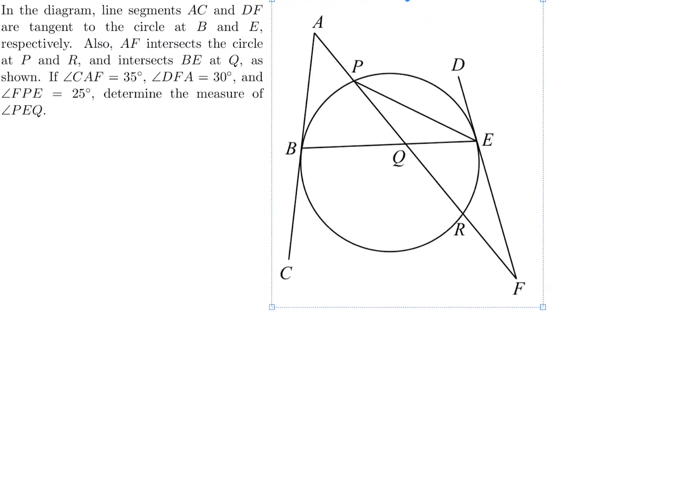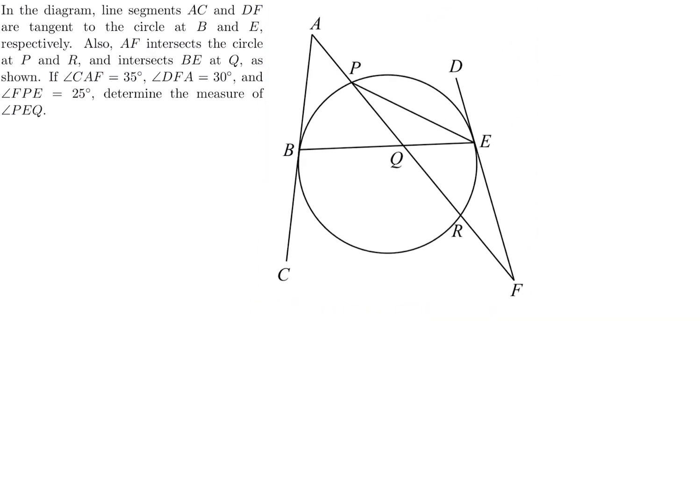In this question, we have to do what is known as angle chasing. So they've given us a few of them, and we've got to chase the rest. So first, let's just figure out what they gave me. CAF is 35, that angle in there. And then DFA is 30, this is 30 here. And FPE is 25. And they want me to figure out PEQ, this one in here. I'll just call that theta for now.